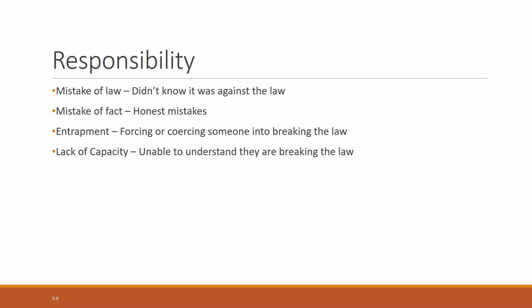The last is lack of capacity. This is why we don't usually bust an 8-year-old for stealing from the store. Instead, we make them go back to the store and pay for it, recognizing they don't fully understand yet the seriousness of it. Or it could be an adult with, say, a mental capacity issue. So it's not just age, it could be mental capacity to understand if something's right or wrong.